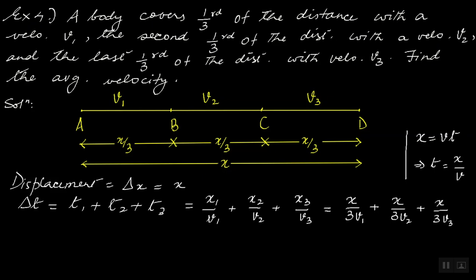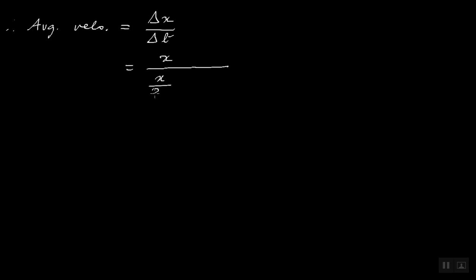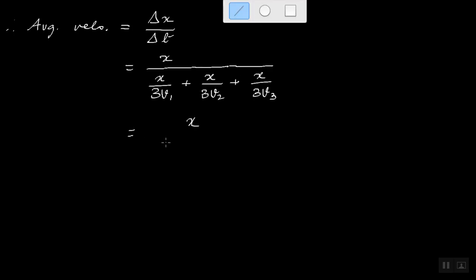Got it? So what will be the average velocity? Therefore average velocity, this is displacement by time interval. Displacement here is x and time interval is x by 3 v1 plus x by 3 v2 plus x by 3 v3. Okay, so we can do a little bit of calculation out here.